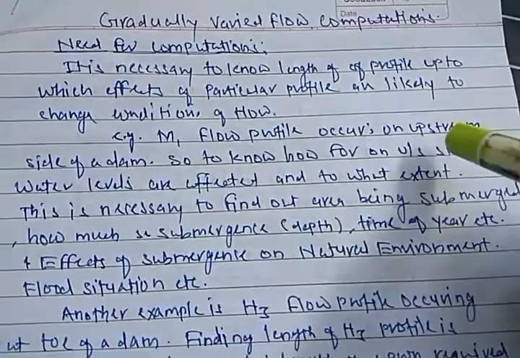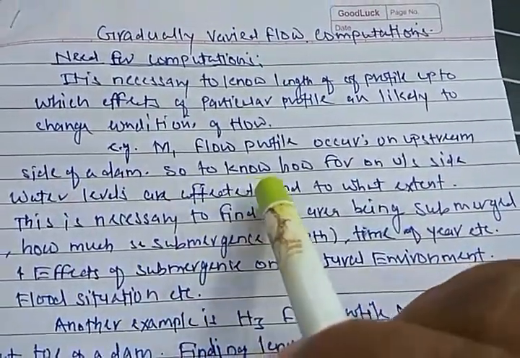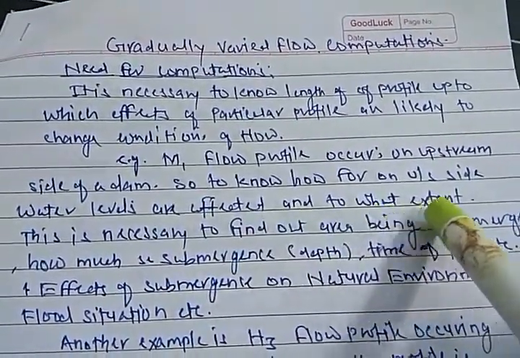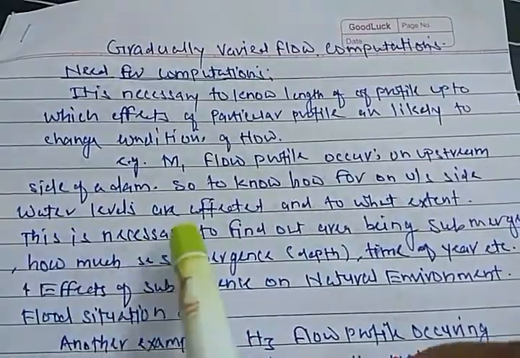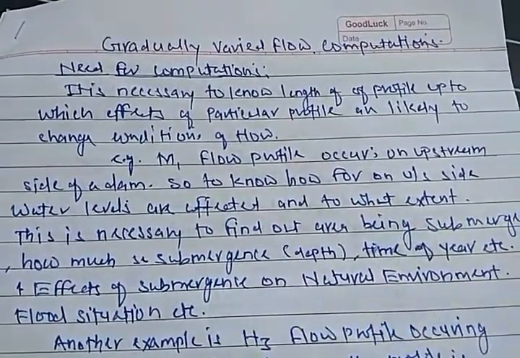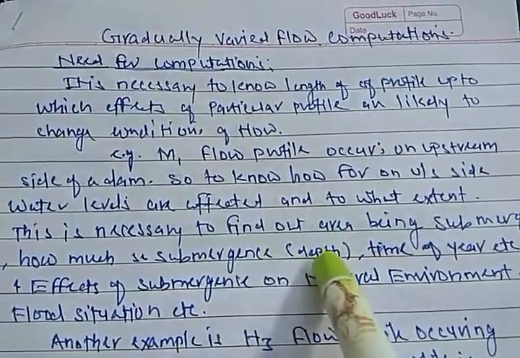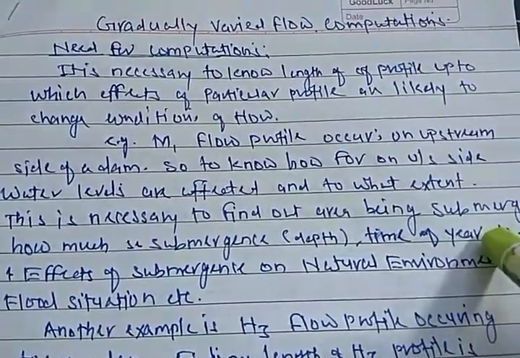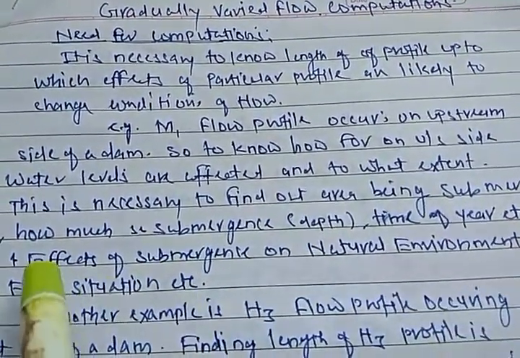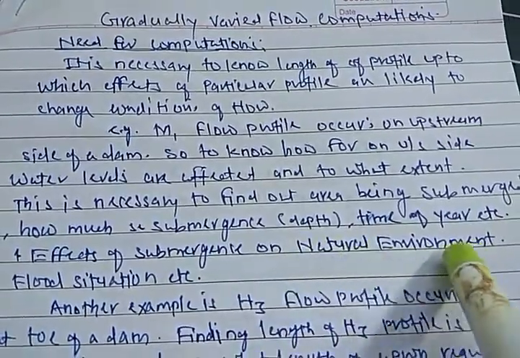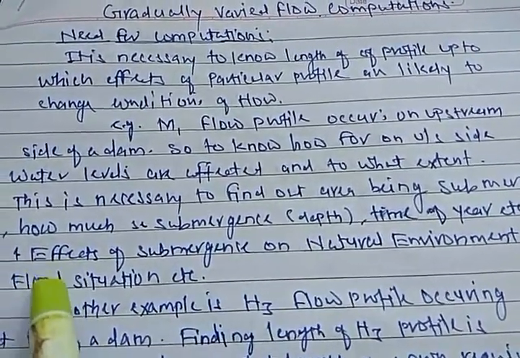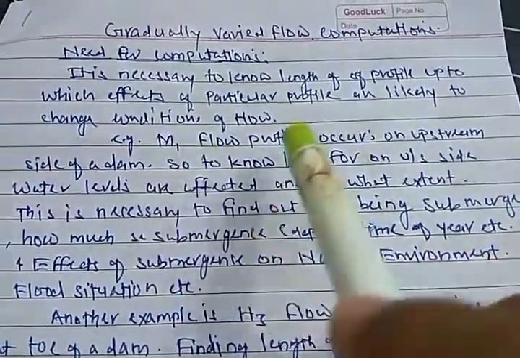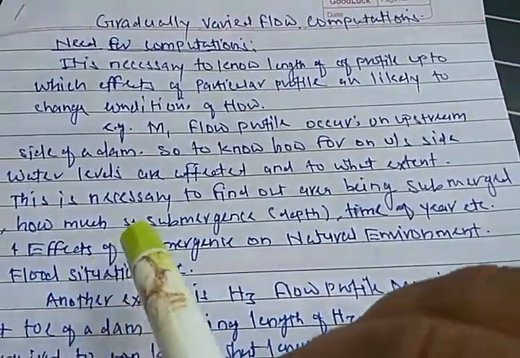For example, if an M1 flow profile occurs on the upstream of a dam, it is necessary to know how far upstream side water levels will be affected and up to what extent. This is necessary to find out the area being submerged, how much submergence level or depth of water will be there, and for how much time of a year it will remain submerged. Also the effects of submergence on the natural environment, the flood situation, etc. This is all about the M1 flow profile, which is on the upstream side of the dam.